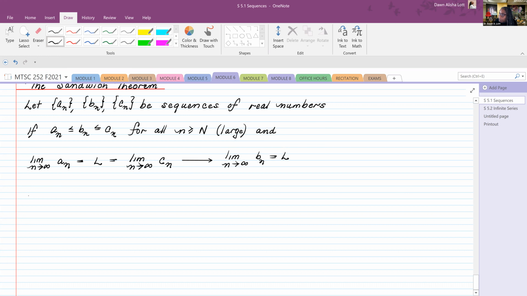So here's an example. The limit as n approaches infinity of cosine n over n. Somebody needs to mute. Okay. So -1 is less than or equal to the cosine of n, and that's less than or equal to 1.